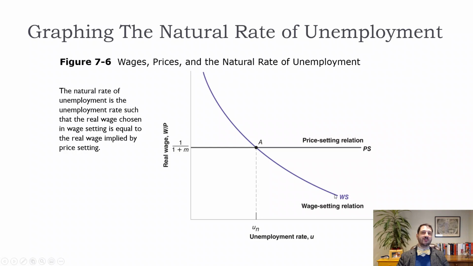Now remember, we're in the medium run here, right? So there's nothing that says we can't have a low unemployment rate and a high unemployment rate in the short run, but in the medium run, whatever that means, we should be here at point A at the natural unemployment rate where the real wage is equal to 1 over 1 plus m. Now, that real wage, that actual number, it's not something you would necessarily solve for.